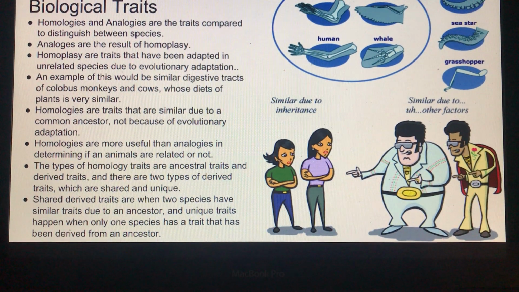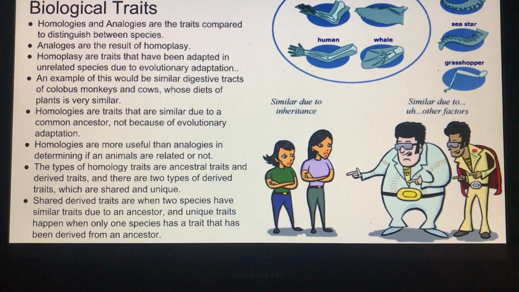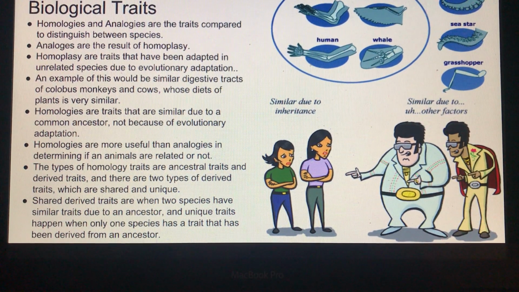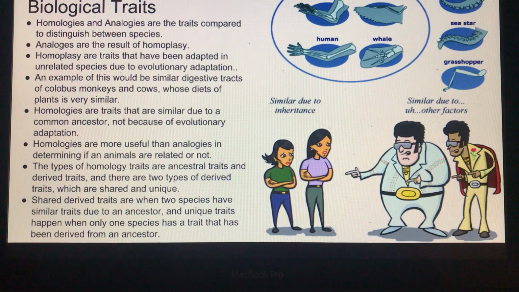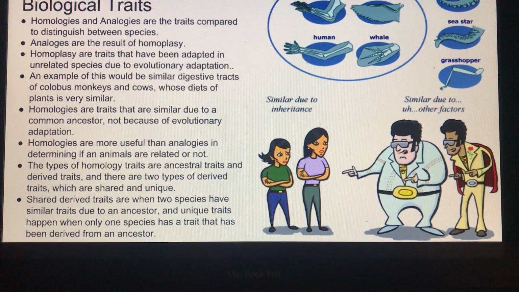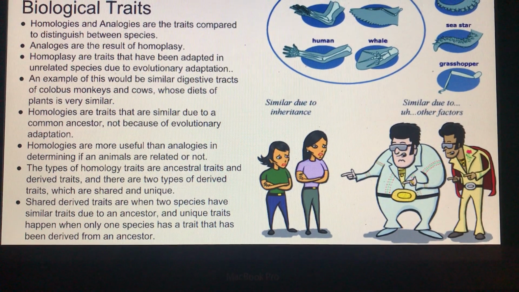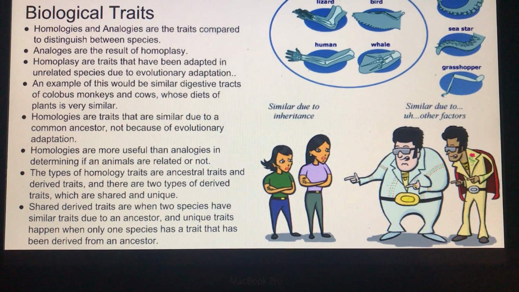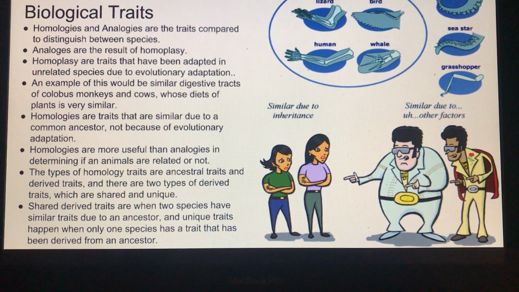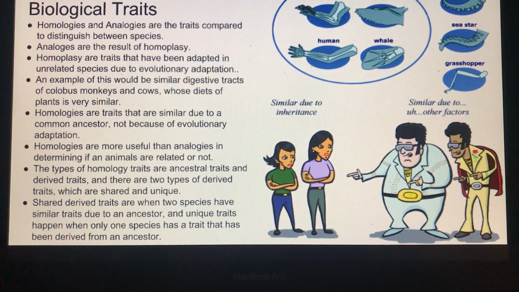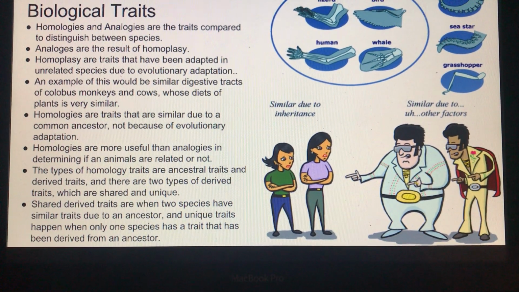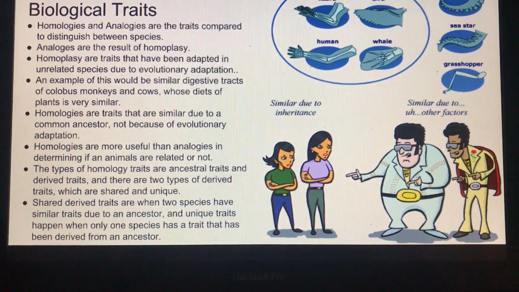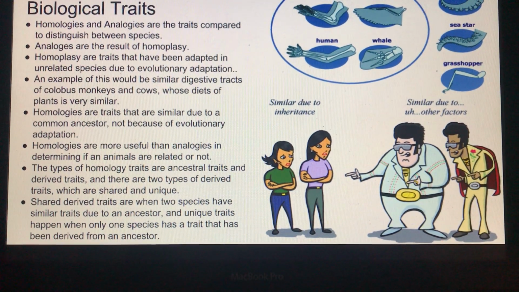The types of homology traits are ancestral traits and derived traits. And there are two types of derived traits, which are shared and unique. Shared derived traits are when two species have similar traits due to an ancestor, and unique traits happen when only one species has a trait that has been derived from an ancestor.